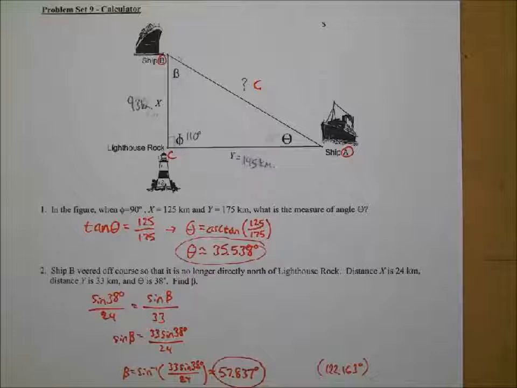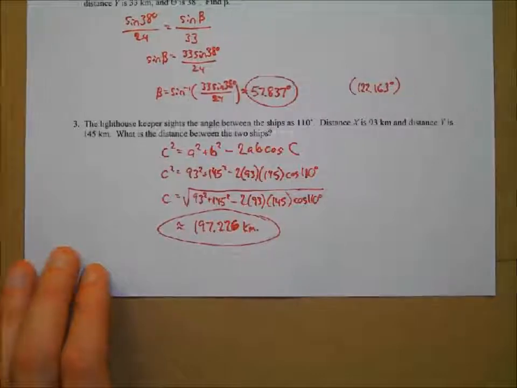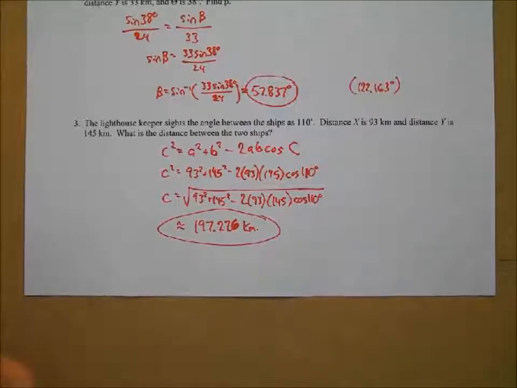Okay, did anyone get 197.226? Yes, you did? Good, that's right. If you got 38,898, you forgot to square root. It's C squared equals. Yeah, Mr. Witt's seen it all, you know. Okay, so that's the final answer there.